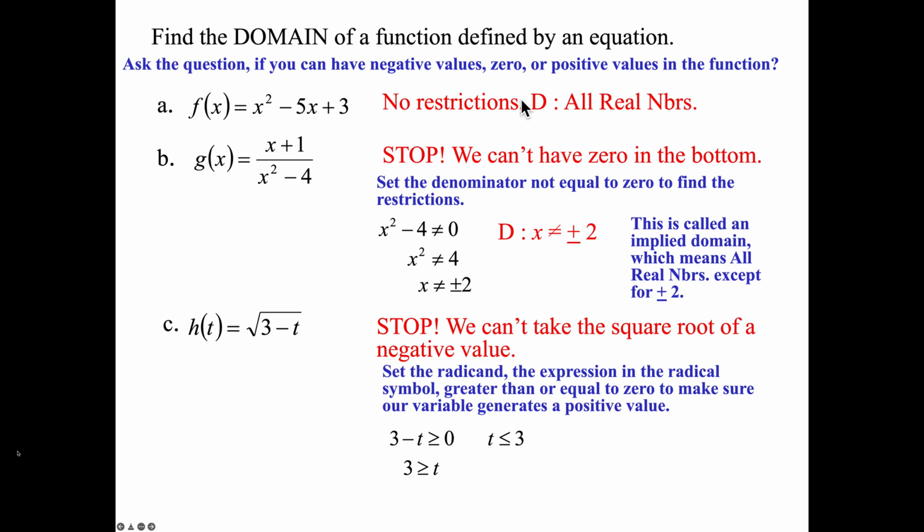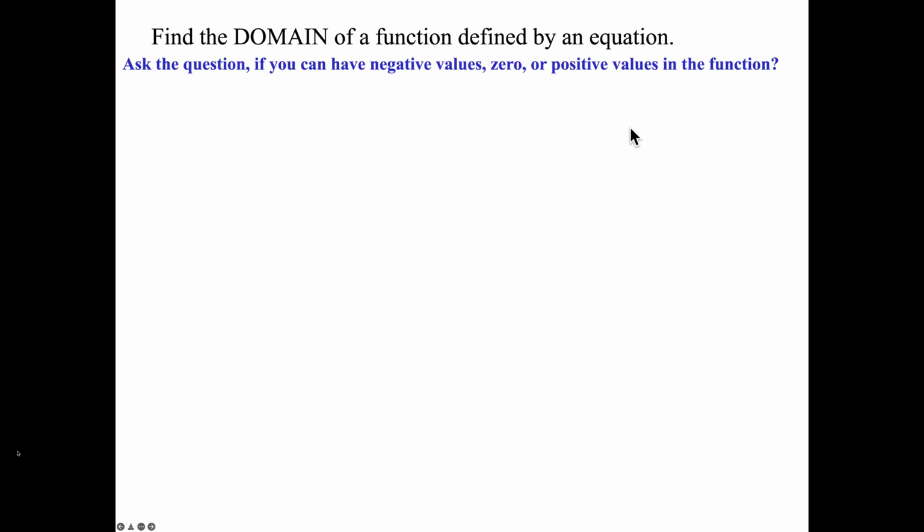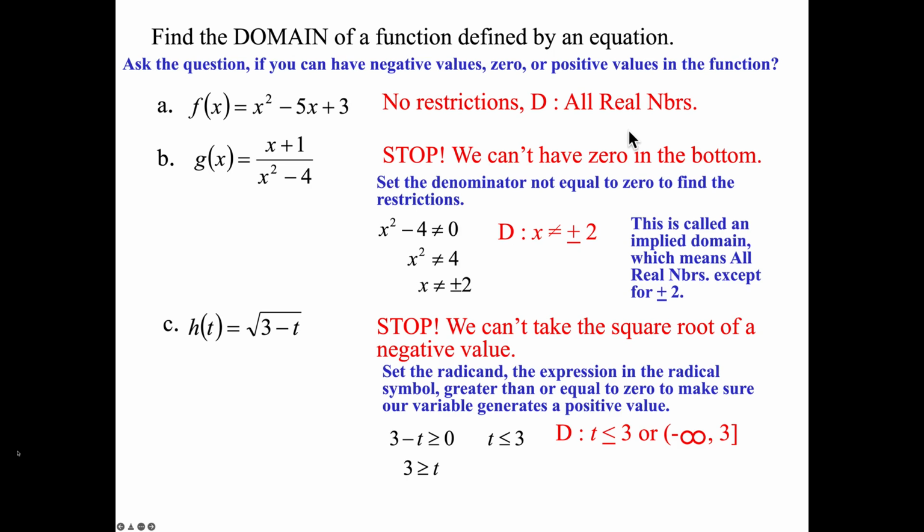Now, back up here in A, all real numbers in interval notation would be left parentheses negative infinity. Oops, sorry about the sensitive mouse there. Negative infinity, comma infinity with parentheses around it.